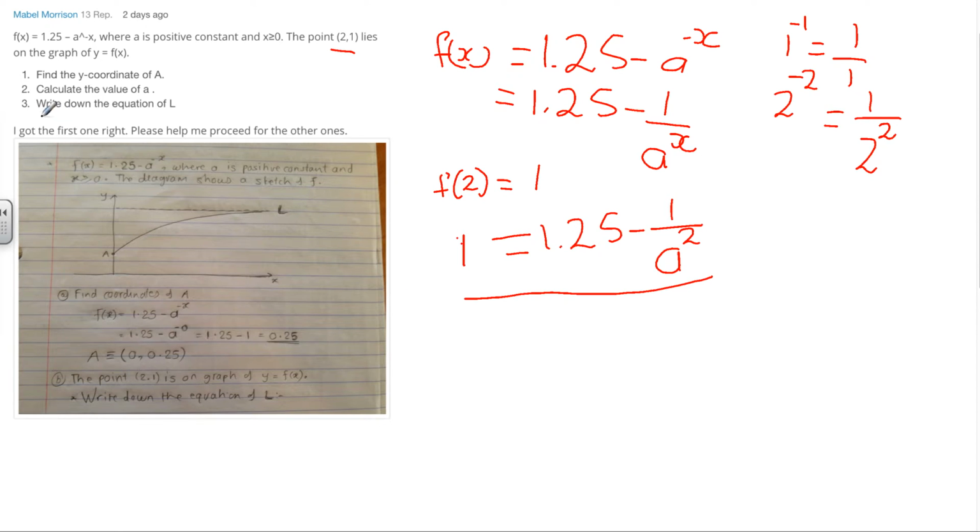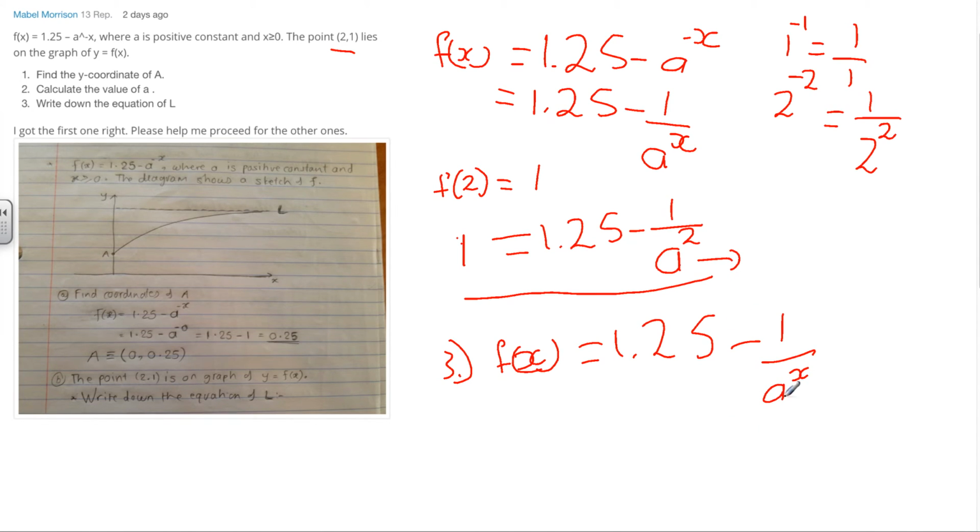So let's continue to the second one. Write down the equation of L. So where is L? So this is our L. We might need to know a to know what L is, but one thing I can assure you is that to find the third part of this, let's write our f of x is equal to 1.25 minus 1 all over a raised to the power x. So just a hint here, our a is an integer. So a is an integer value.